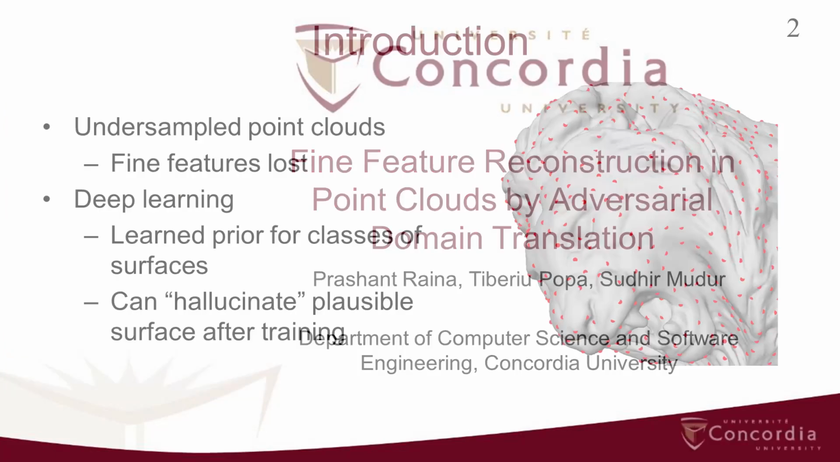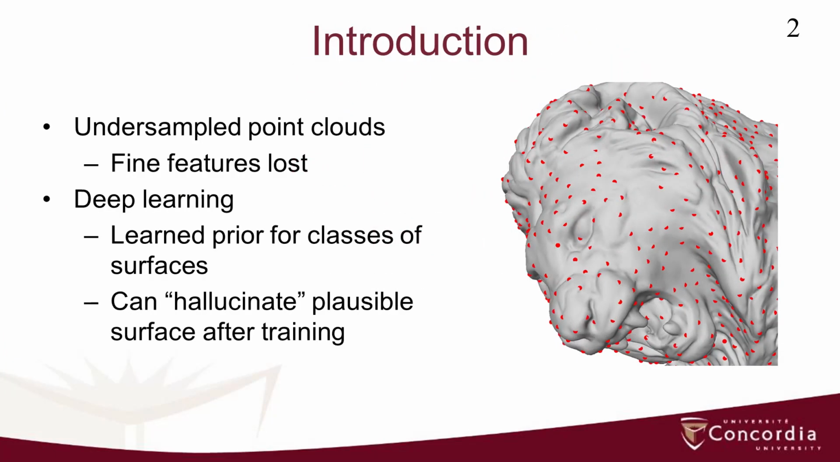I will be presenting the paper Fine Feature Reconstruction in Point Clouds by Adversarial Domain Translation. A point cloud is a set of points sampled from a surface in 3D. If the sampling density is not high enough, we risk losing some geometric features, which we refer to as fine features. And if these fine features are lost due to undersampling, it is impossible for any 3D reconstruction algorithm to recover them in the general case.